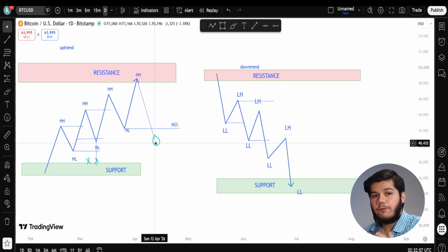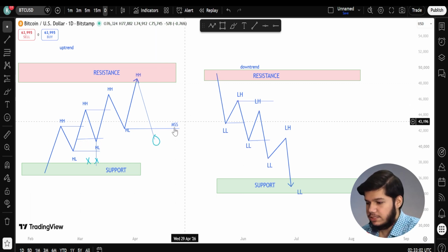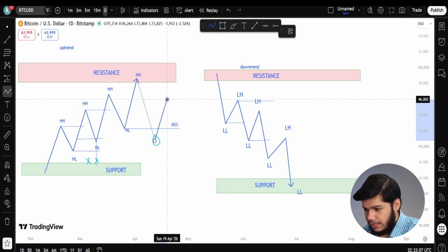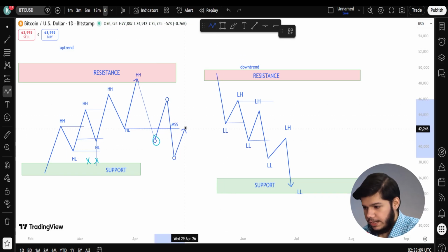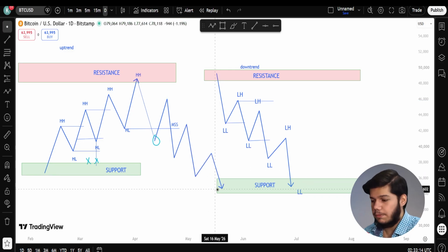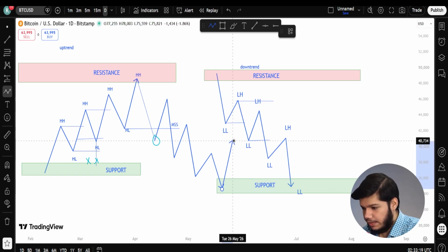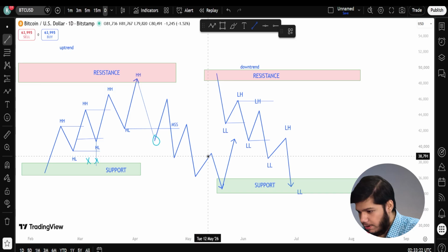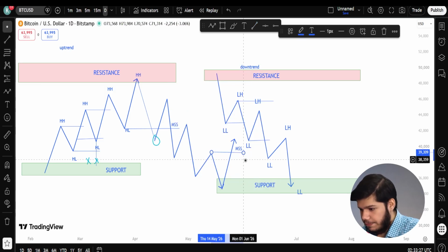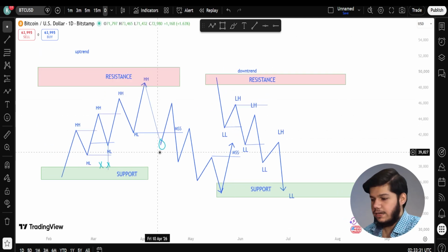Now, whenever we get the closure below this higher low, then price will start making another lower high like this, then eventually a lower low, then again a lower high, then a lower low, and so on until it reaches a support zone, which will eventually throw the price above again by breaking this lower high. And then we will consider this a market structure shift, and this will be the start of our new uptrend, making higher highs and higher lows again.